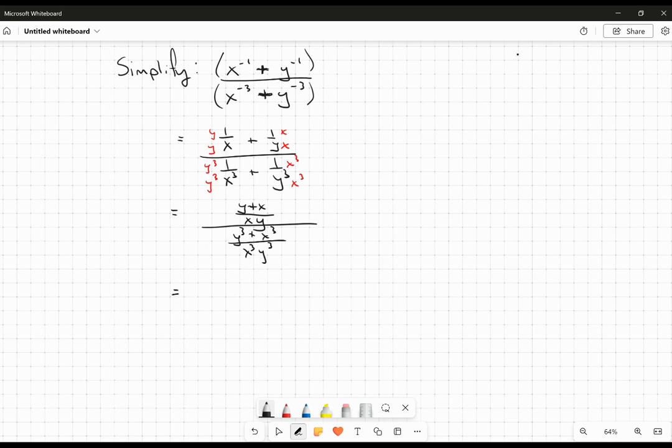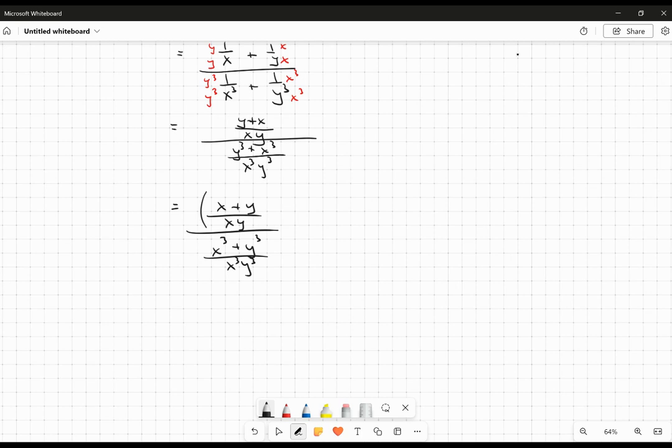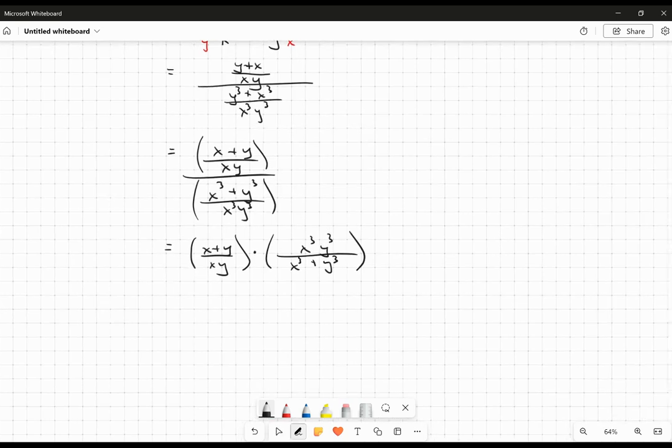And just for fun, I'm going to change the order for no other reason than it looks better if it's alphabetic. Now, at this point, I've got a fraction divided by a fraction, and I know that means I multiply by the reciprocal. So this is going to be x plus y over xy multiplied by x cubed y cubed over x cubed plus y cubed. Now I can see a little bit of canceling that's going to occur.